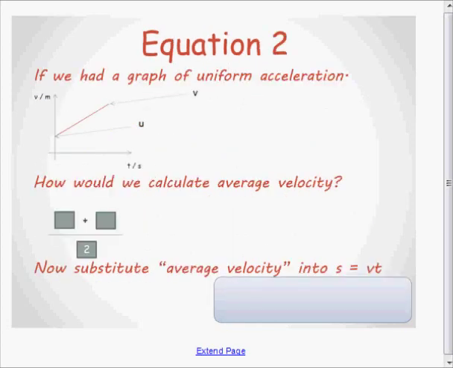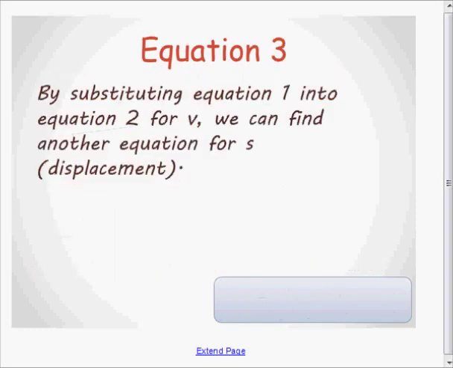If we had a graph of uniform acceleration like this one here, how will we calculate the average velocity? Well, you'll get the starting velocity and the final velocity, add the two together, and divide it by 2. So let's substitute it into this equation, s equals vt, so u plus v over 2 for that average velocity times time. That's equation number 2.